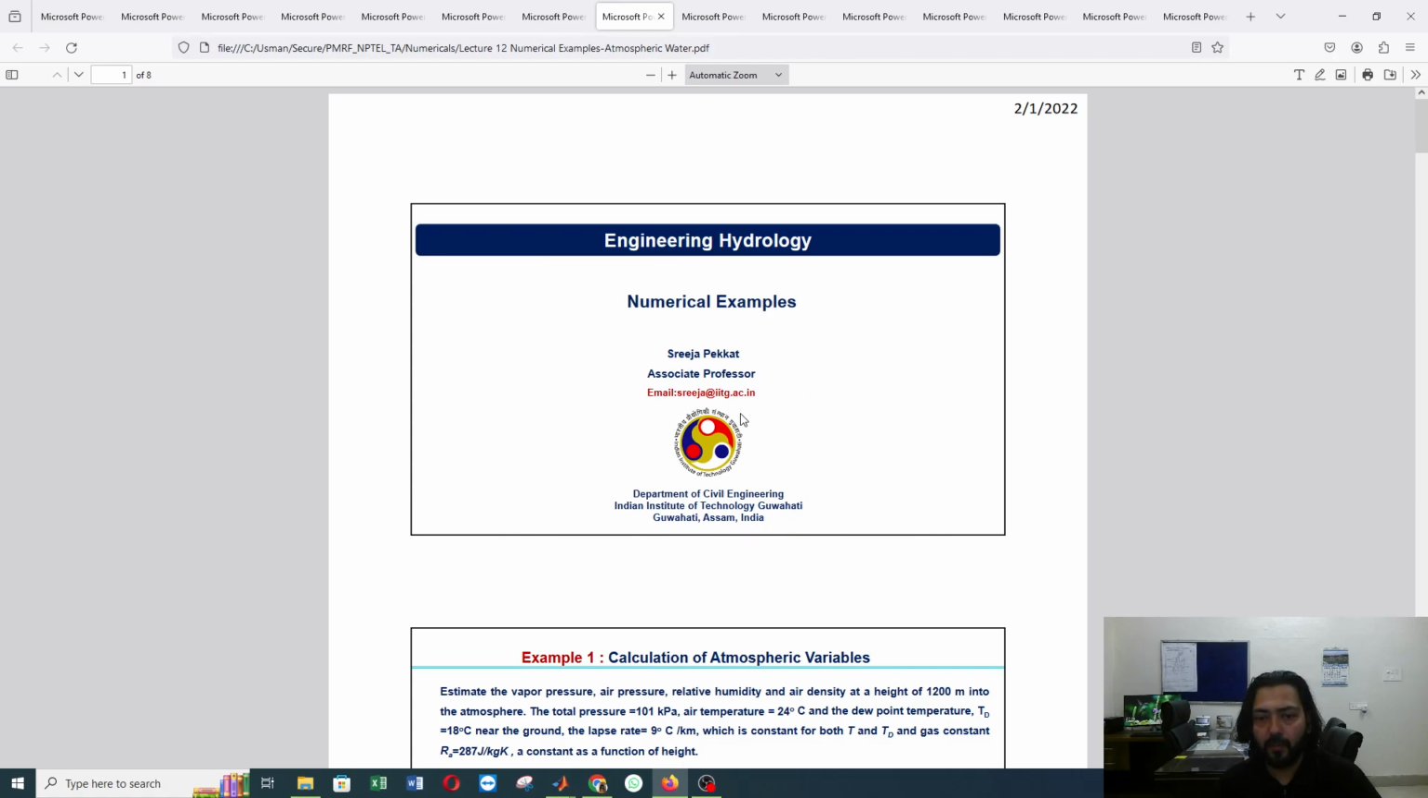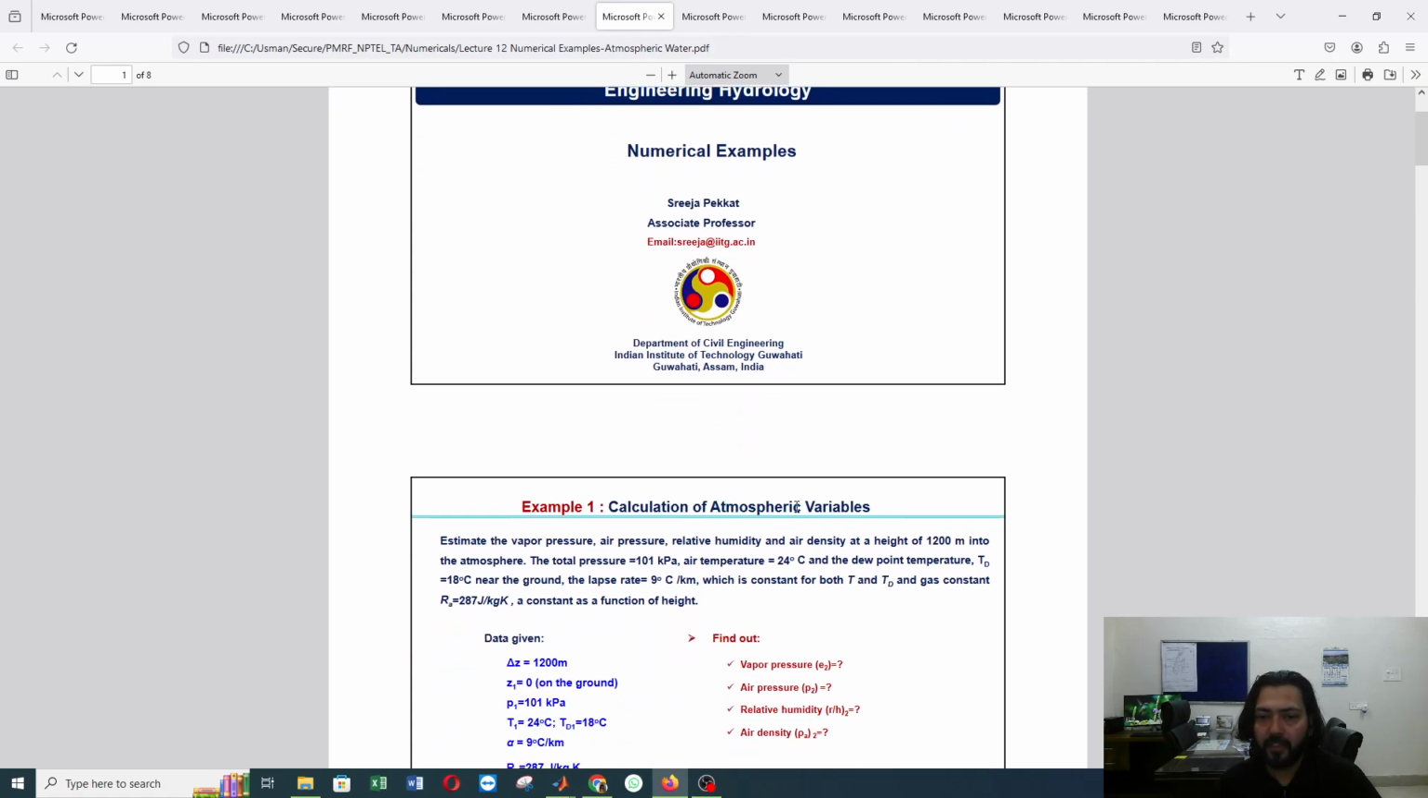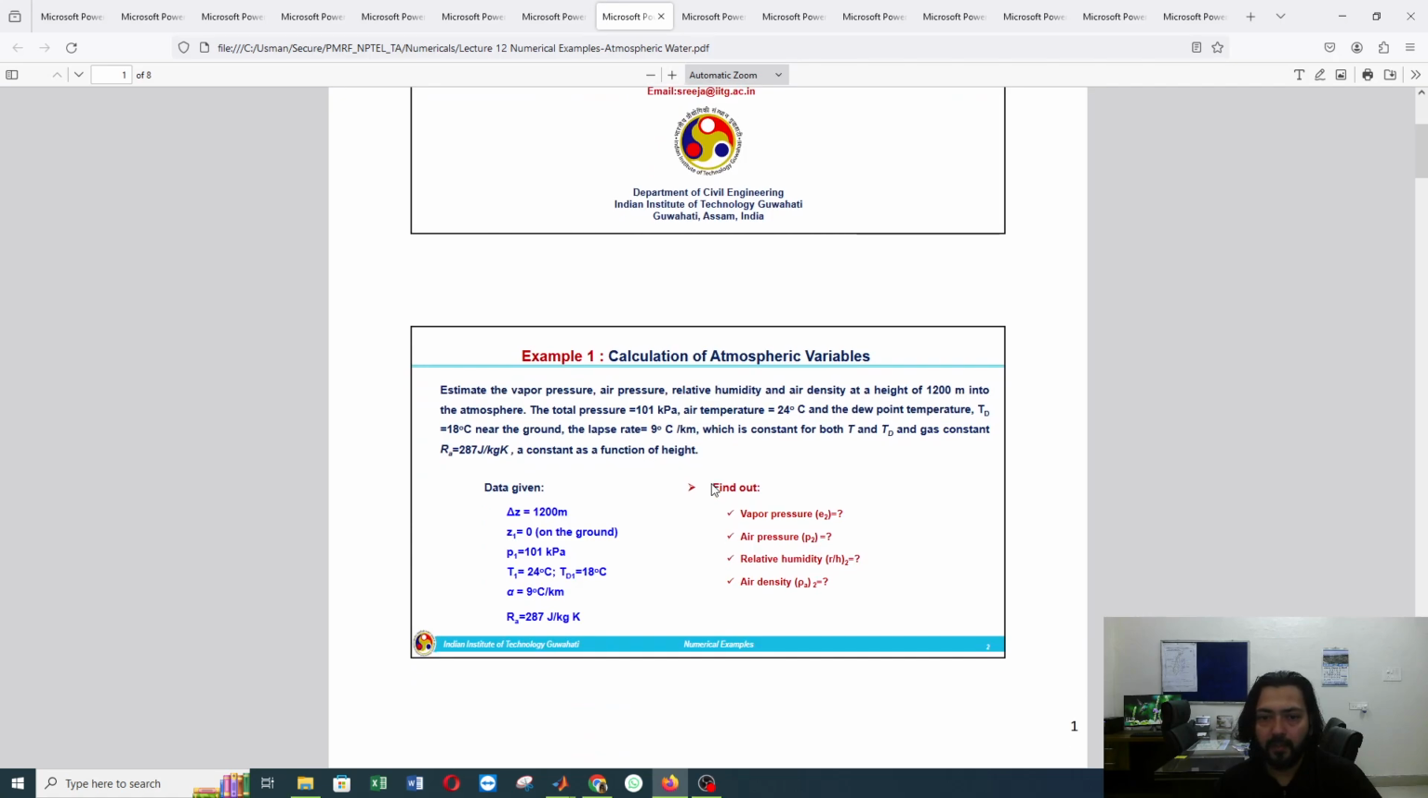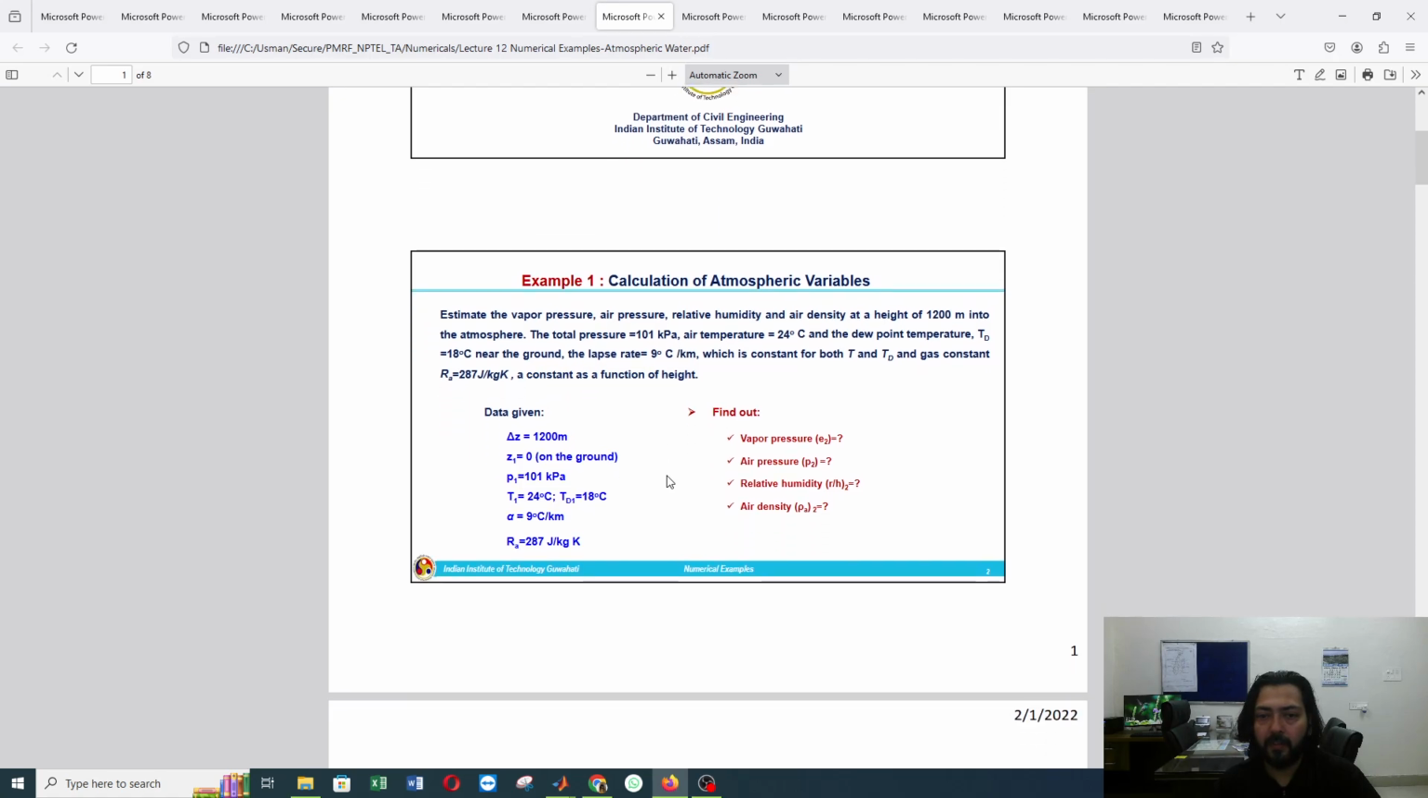Then this is the numerical from the second module, that is atmospheric water. Here we have studied 5 important definitions. We have studied vapor pressure, relative humidity, saturated vapor pressure. So this is a numerical based on that. If we recall the definition of each variable and the relationship between them, it is easy to understand this numerical.